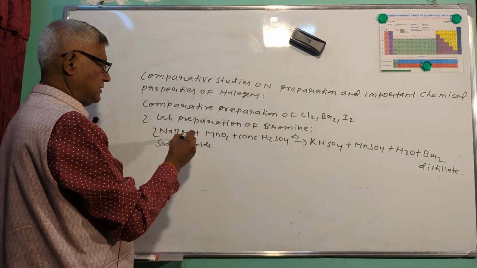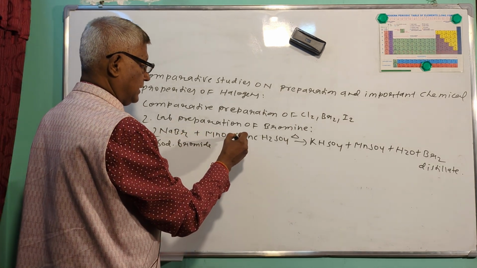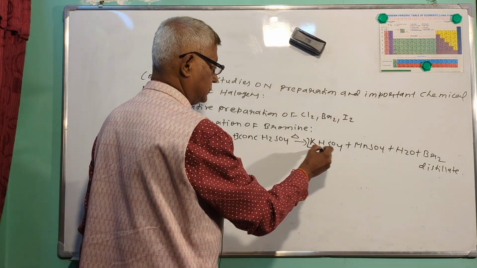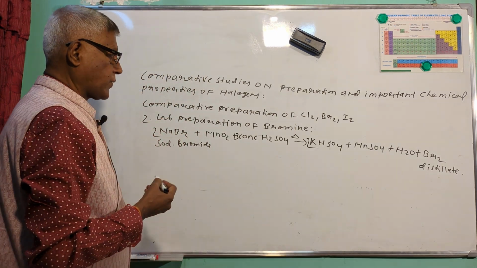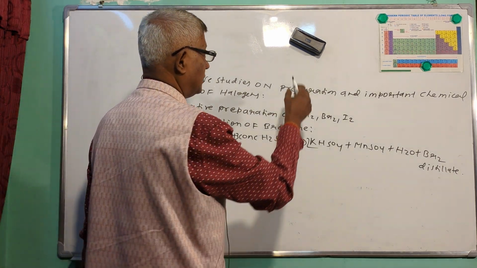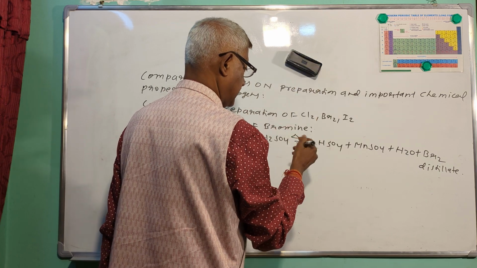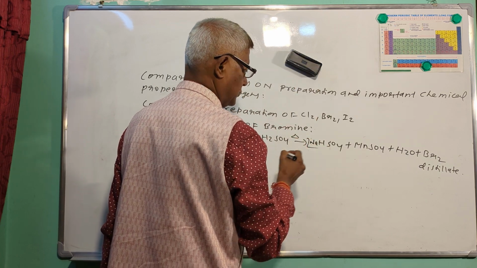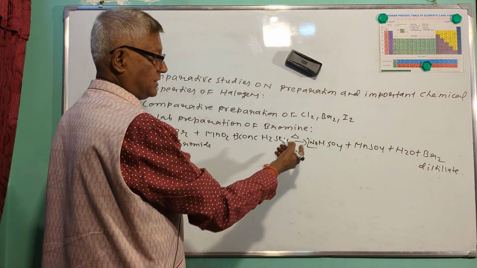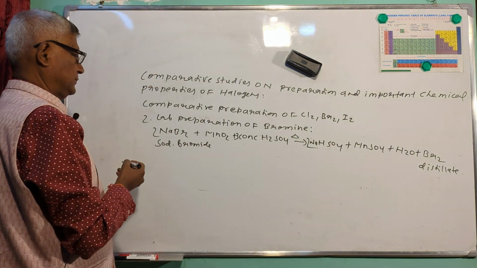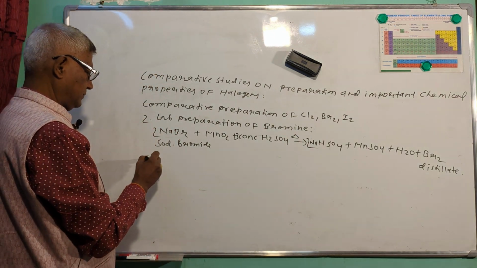So after balancing what we have? Sorry, sodium over here. So we can write sodium. If potassium, we can use potassium. Yes. It's lab preparation of bromine.